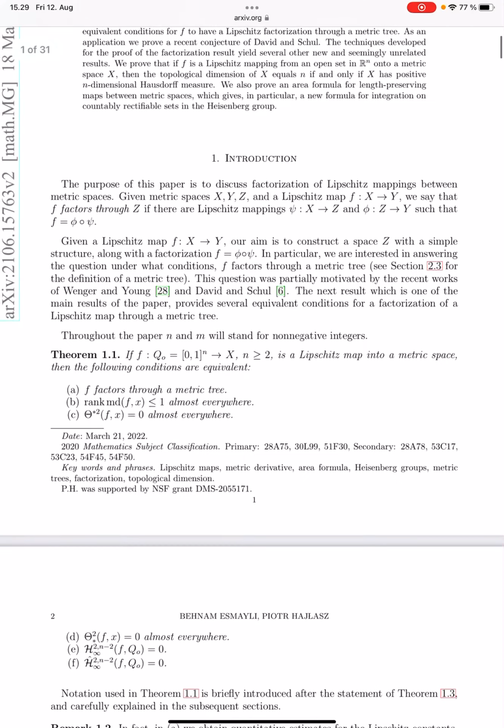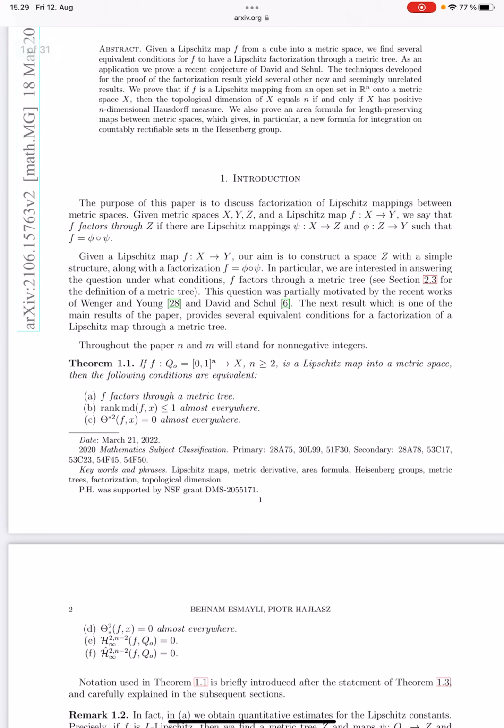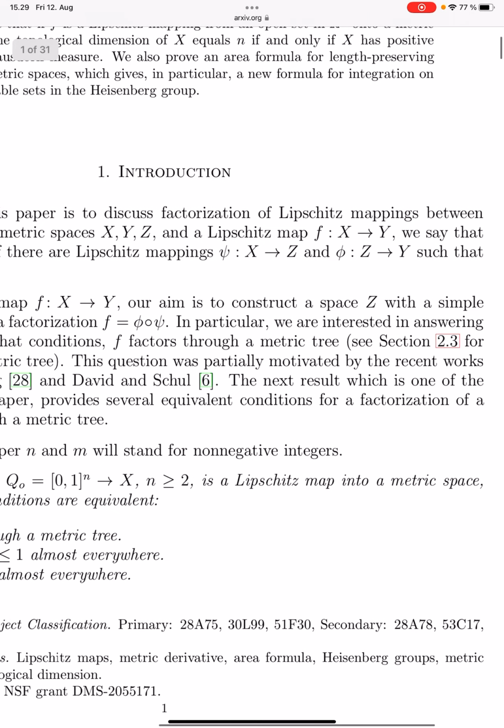So the main question in this paper was, if you have a function f between two metric spaces x and y, when can you plug in a third metric space z so that you can break f into a composition of two Lipschitz maps by first going from x into z and then coming from z to y?